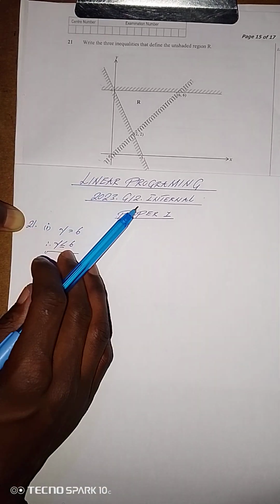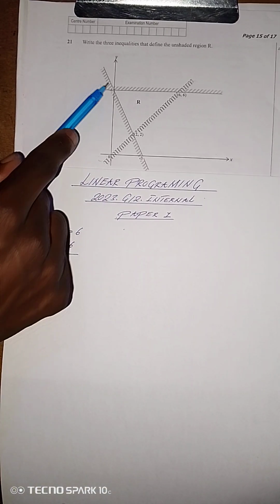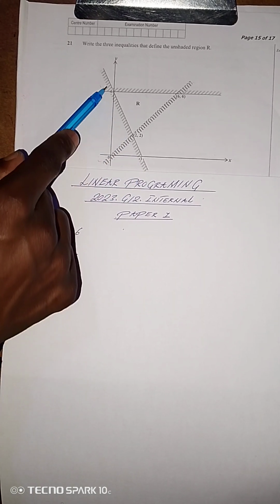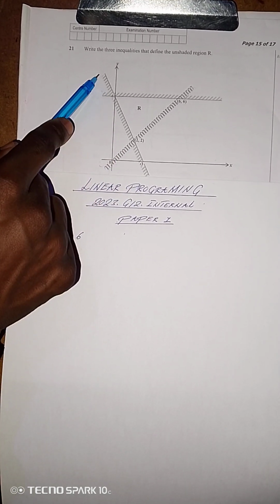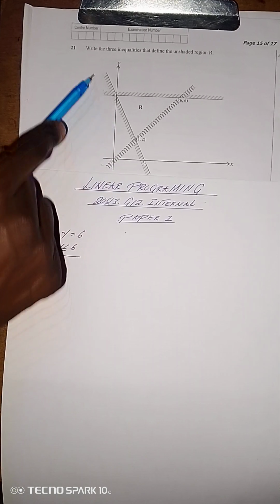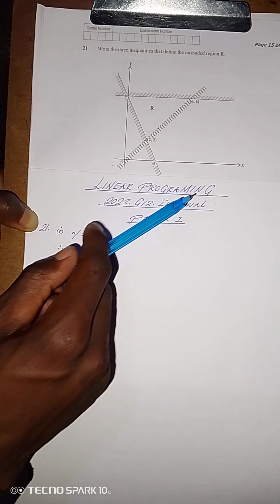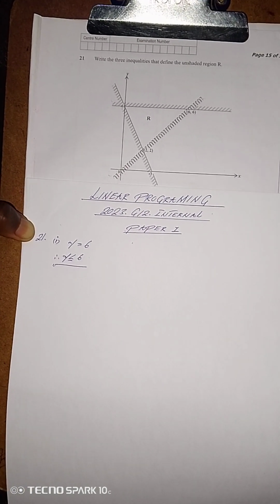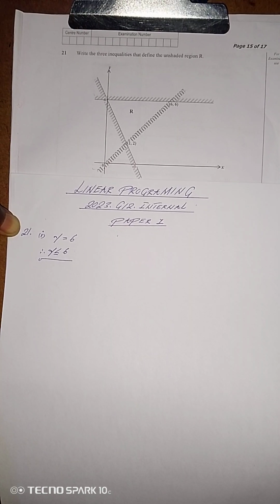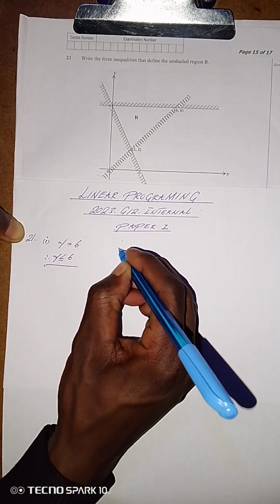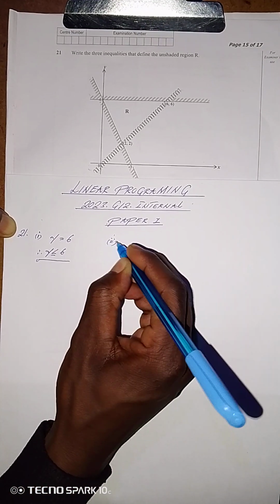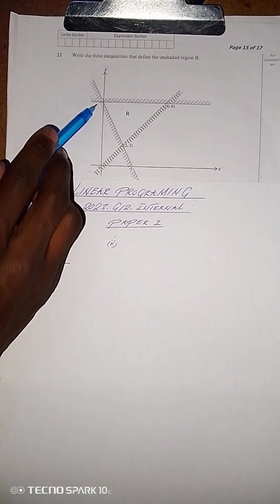And then the other line I'll pick this one, which cuts the y-axis at 6 and the x-axis at 3. So when you see a line cutting two axes in a diagonal way like this one, it means that line has a gradient. So first thing, you have to pick the points and then find the gradient. So I'll do it here. Number 2, I'll pick the points.